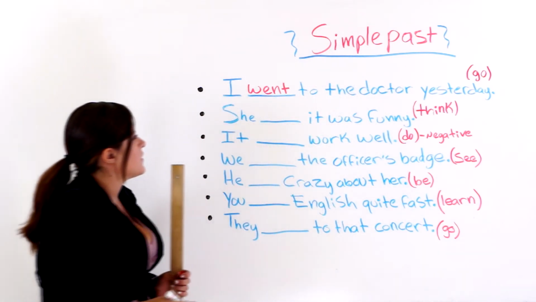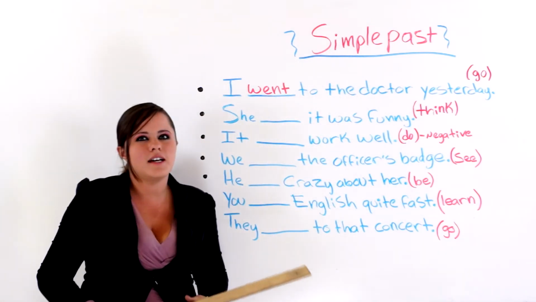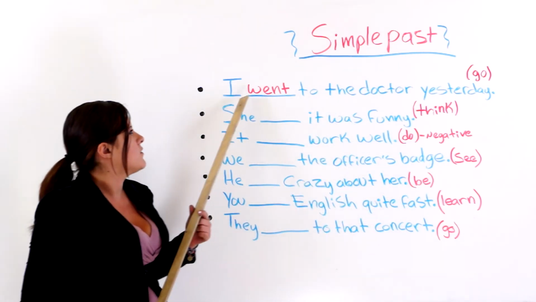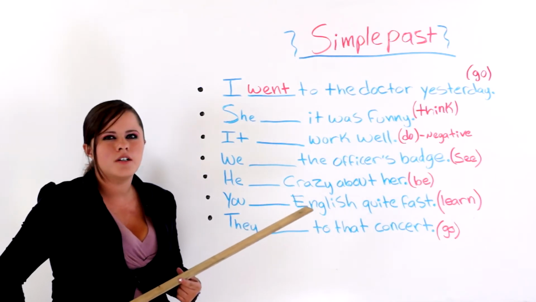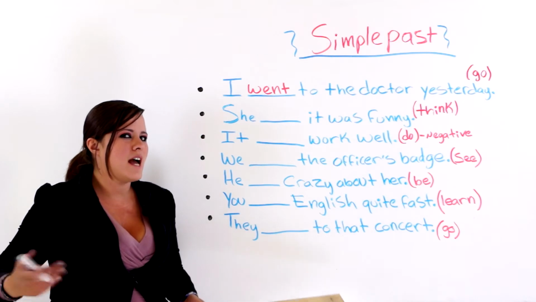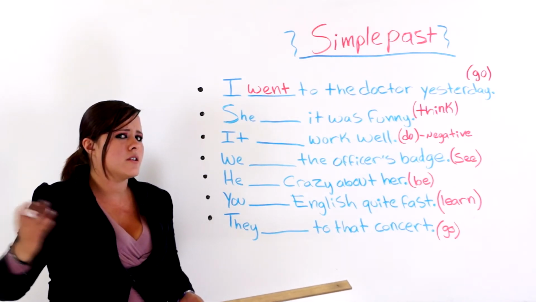I went to the doctor yesterday because I had a painful stomach ache. Okay? Why can't you say "I gone to the doctor" in past participle? Because you would have to use "have," right? "I have gone," and that's another tense.